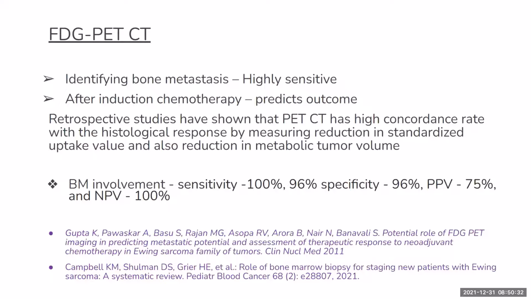FDG PET scan has an increasing role in Ewing sarcoma. It identifies bone metastasis. It helps in prognosticating the outcome. The SUV uptake correlates with the outcome.